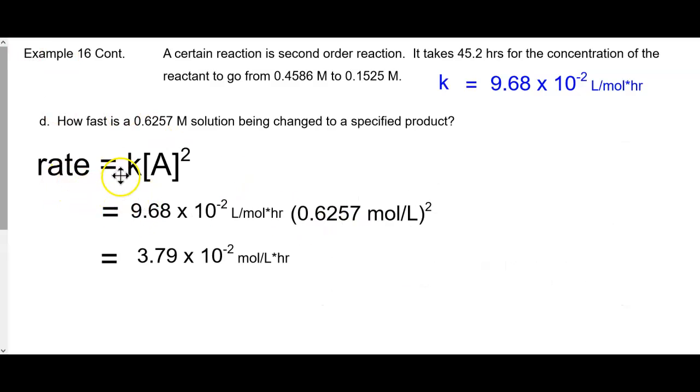So we're going to take rate equals K. We know the K from part A. We know the concentration from the problem itself. We're going to square that. Make sure you square both the units and the numbers. And when you get that, you get this answer, which is 3.79 times 10 to the negative second moles over liter hours as your rate. Again, as always, you should have the generic formula up above, substitute items in with units, and then use your calculator to make sure you can get my numbers.